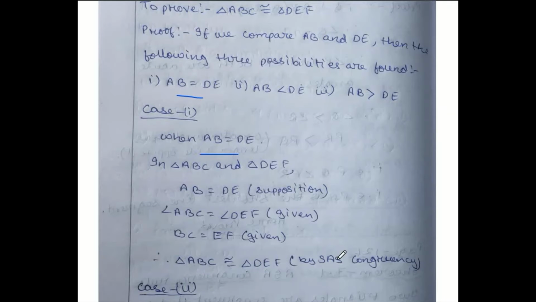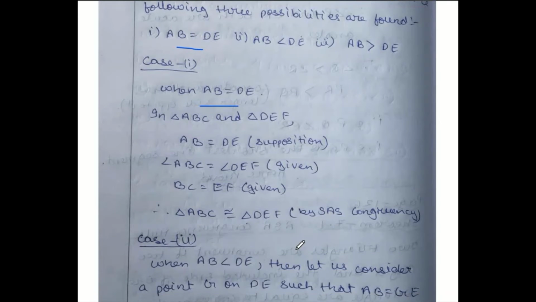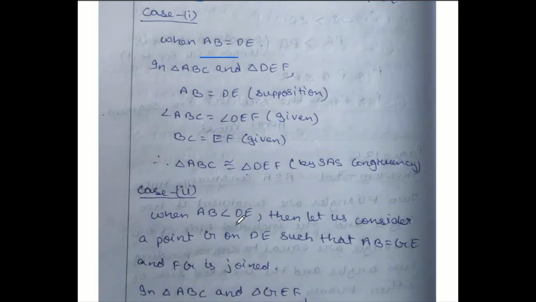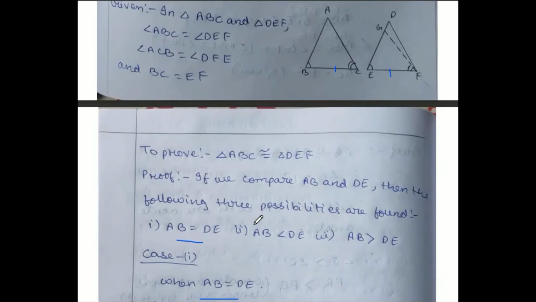Both the triangles are congruent by side angle side congruency. Now let us go for case 2. In case 2, we are taking AB less than DE. Since AB is smaller than DE, look at the figure once. Then both the lines are not the same. AB is smaller than DE, so DE should be greater.